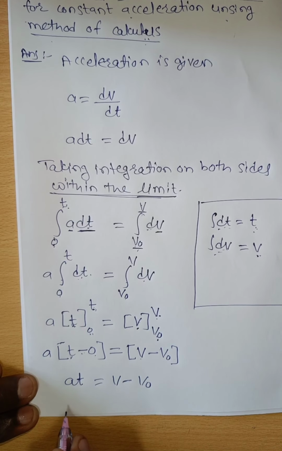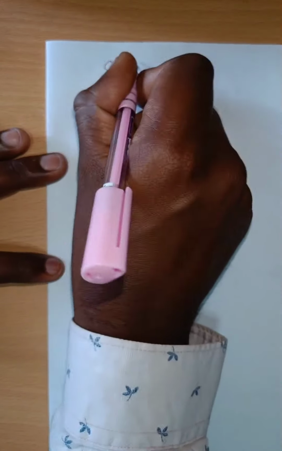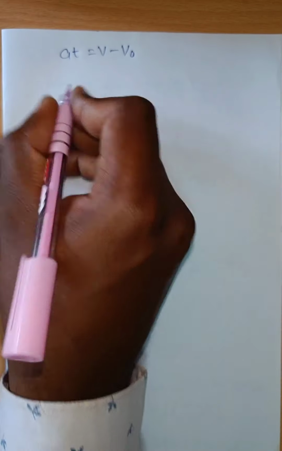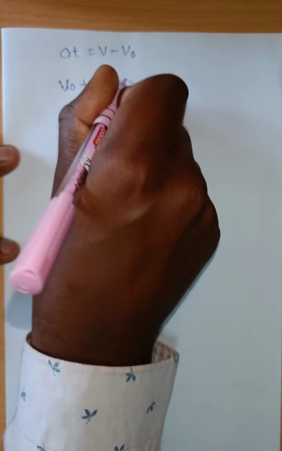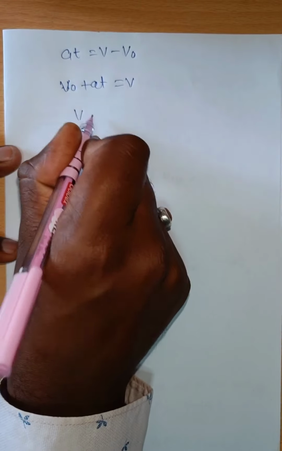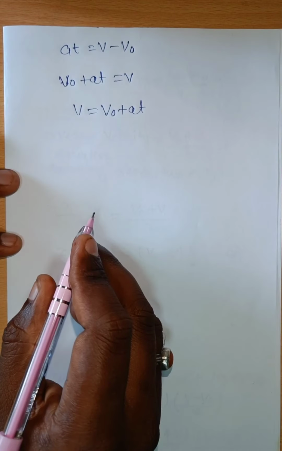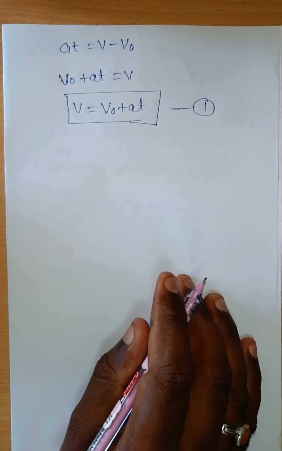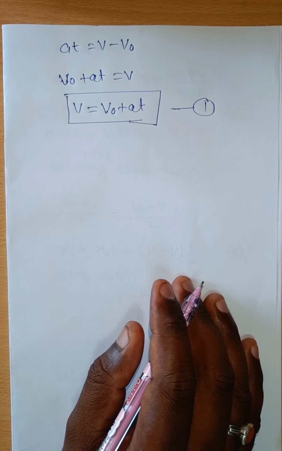Then if you arrange this term, you get at is equal to v minus v naught. If you shift this minus v naught to the right, it will become v naught plus at is equal to v. Then rearranging this equation, we get v is equal to v naught plus at. Now this is the first equation of motion. Then we have derived the first equation of motion.